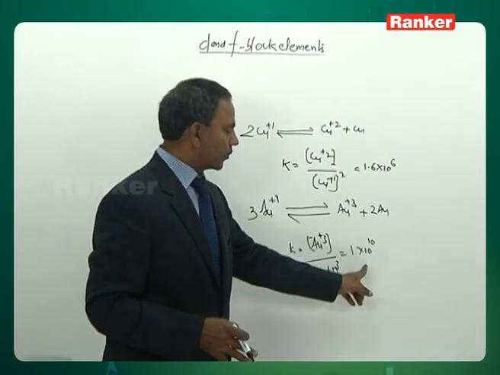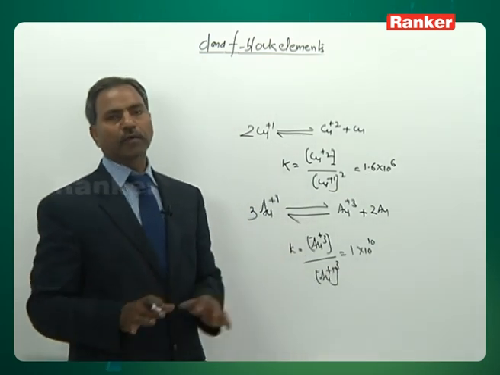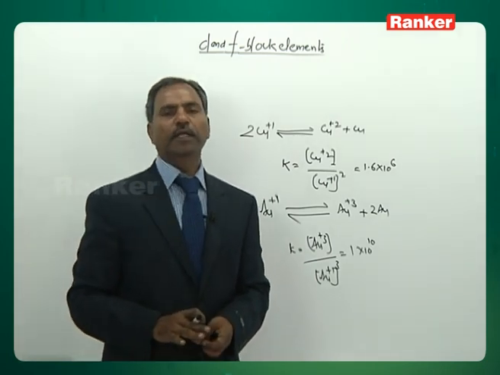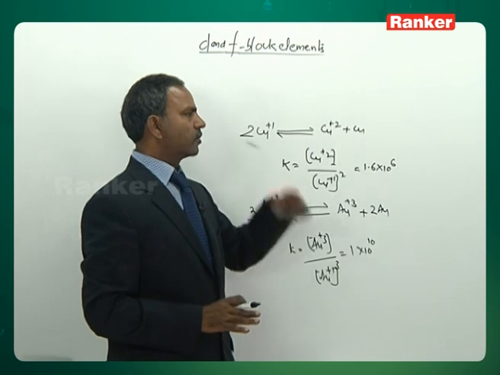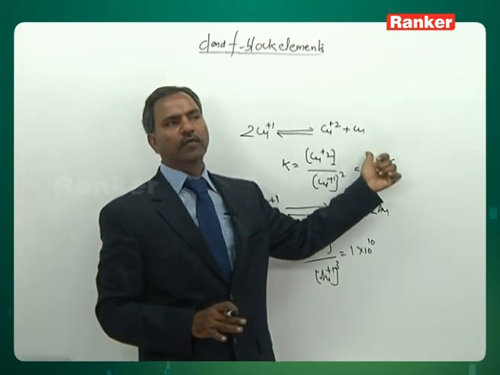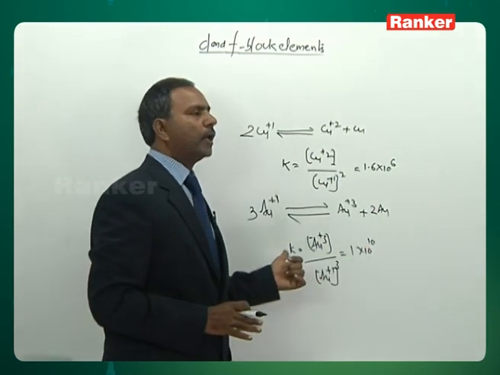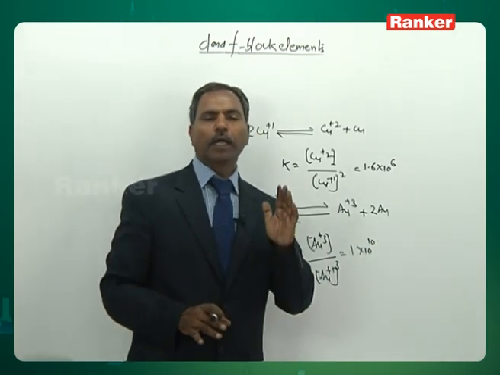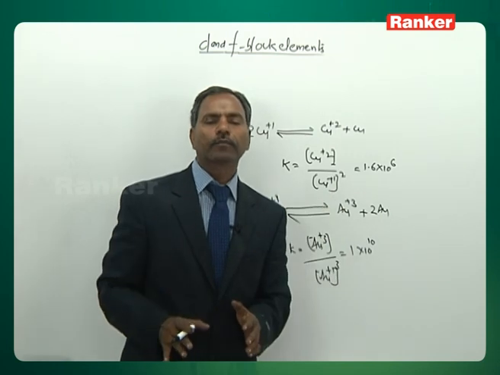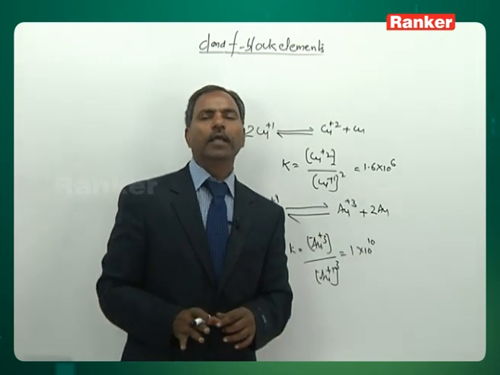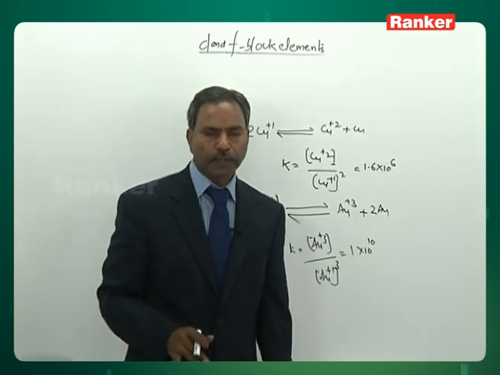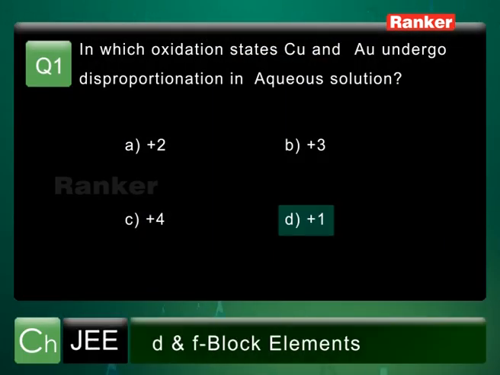From these two equilibrium constant values, we can conclude that copper plus 1 and Au plus 1 do not exist in aqueous solution, because copper plus 2 is stable in aqueous solution and Au plus 3 is stable in aqueous solution. Therefore, copper plus 1 and Au plus 1 undergo disproportionation in aqueous solution. We can say that they do not exist in aqueous solution. Therefore, option D is correct for this first question.